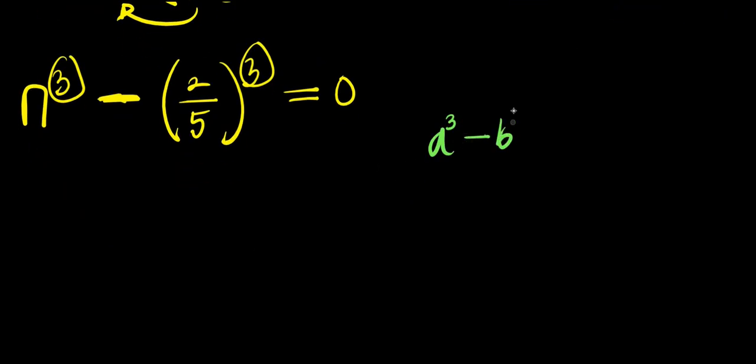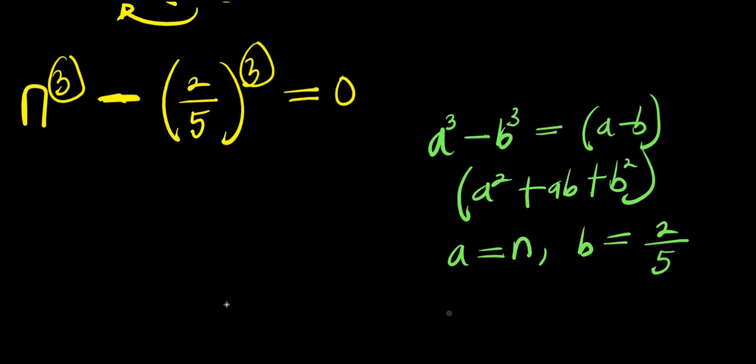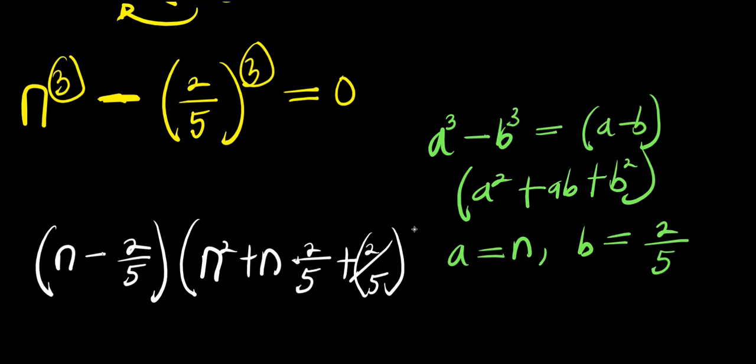So let's expand this. We have a power 3 minus b power 3, this equals a minus b times a squared plus ab plus b power 2. And my a is n and b is 2 over 5. So from here, we have n minus 2 over 5 times n squared plus n times 2 over 5 plus 2 over 5 to the power of 2 equals 0.